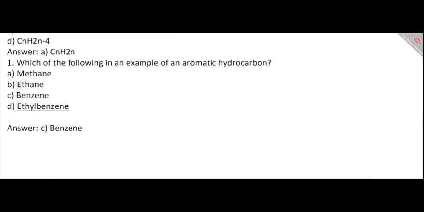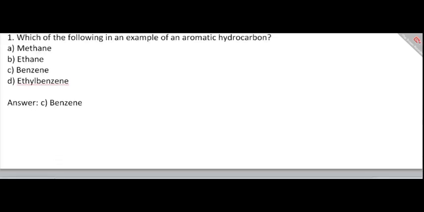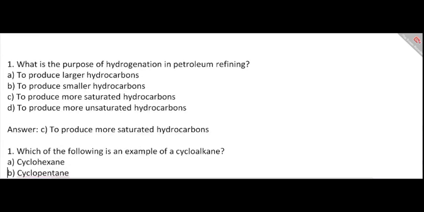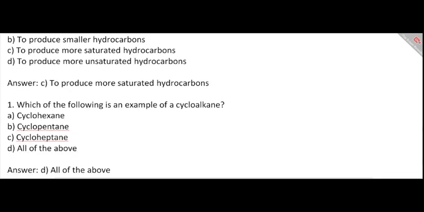What is the purpose of hydrogenation in petroleum refining? To make a larger hydrocarbon, smaller, more saturated, or more unsaturated. So its function is to produce more saturated hydrocarbons. Which of the following is an example of cycloalkanes? Cyclohexane, cyclopentane, cycloheptane. Obviously, all of them are the examples. All of them are correct. D is the correct answer.